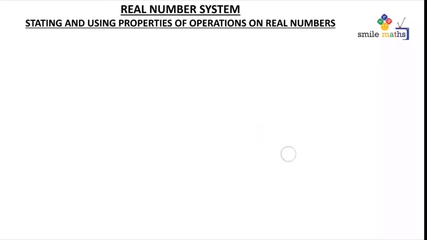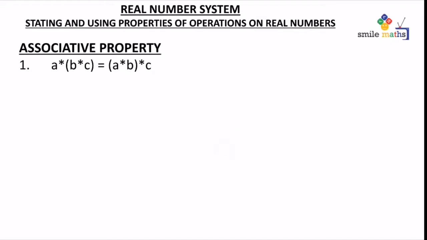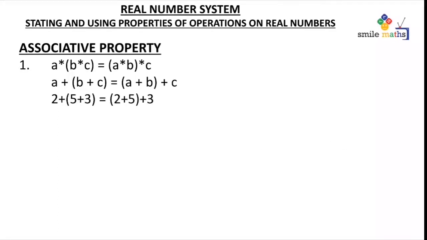Moving on, we now look at the associative property. What it means is that A operation, bracket open, B operation C should be the same as A operation B, in bracket, then operation C. When we change the operation to addition, like 2 plus bracket open 5 plus 3, it should be equal to 2 plus 5 in bracket, plus 3. And this is all going to give us 10. So addition works over here.